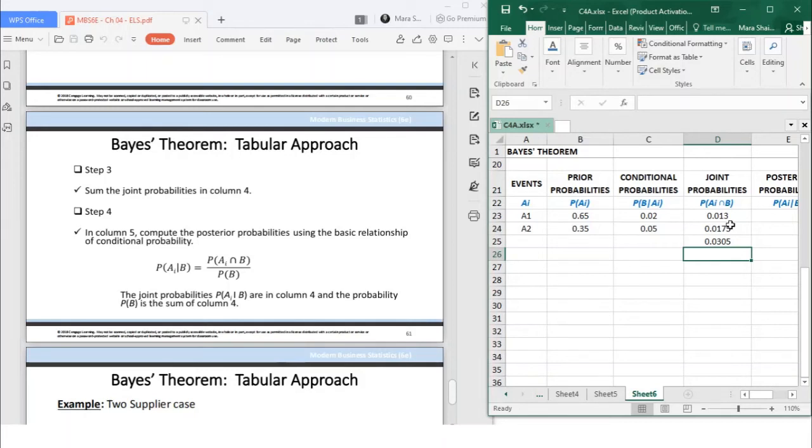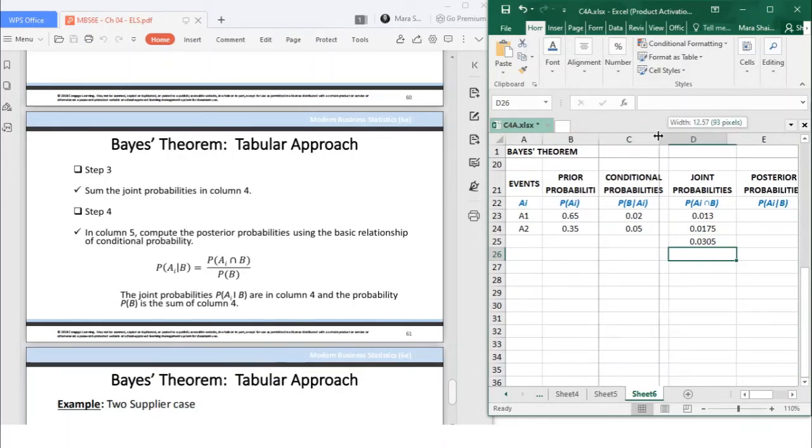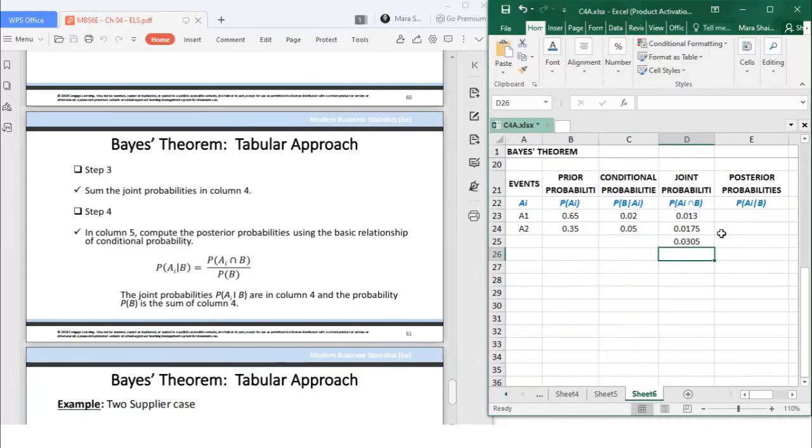Next, step 4, in column 5. In column 5, compute the posterior probability using the basic relationship of conditional probability. The basic relationship in conditional probability is the intersection of events A and B divided by the probability of event B.